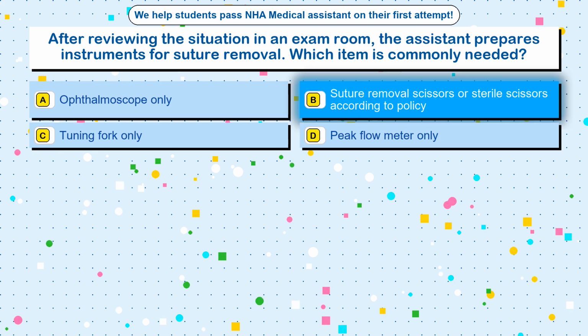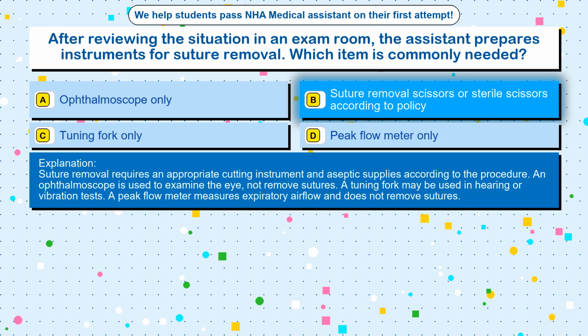The correct answer is option B. Suture removal scissors or sterile scissors according to policy. Suture removal requires an appropriate cutting instrument and aseptic supplies according to the procedure. An ophthalmoscope is used to examine the eye, not remove sutures. A tuning fork may be used in hearing or vibration tests. A peak flow meter measures expiratory airflow and does not remove sutures.